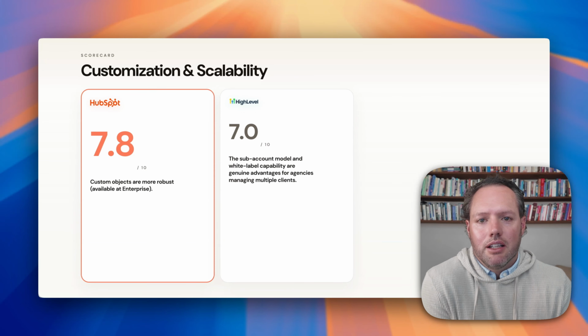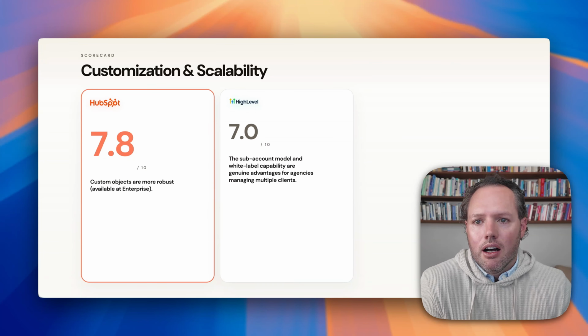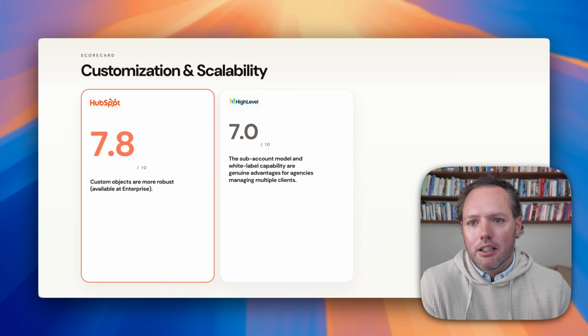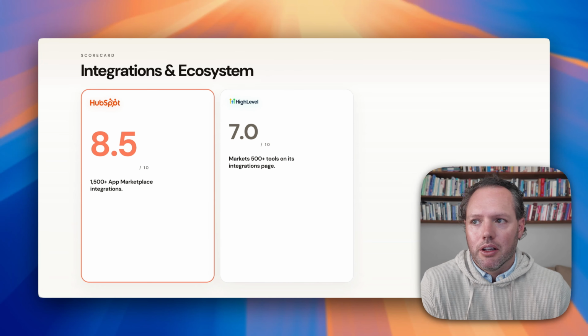So, customization and scalability. In HighLevel, you can do custom objects too. HighLevel is pretty configurable, but in general, HubSpot is just a lot more robust and less buggy than HighLevel. So that's where I'm going to give HubSpot a higher score there.